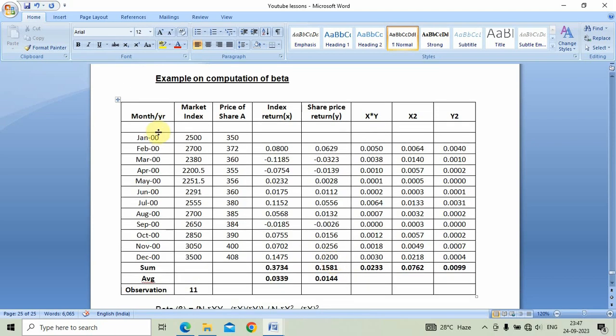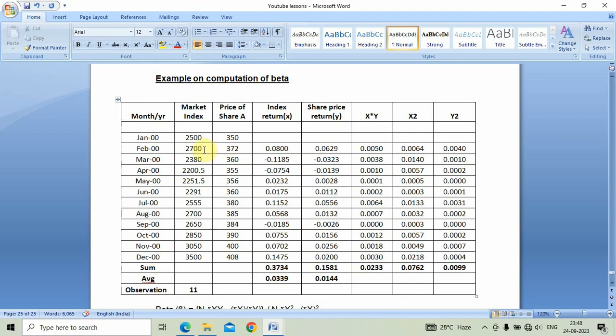This is the data. We have calculated the different market index value at closing of different months of a particular year, and this is the share price of share A at the closing of different months. We have plotted the closing values. Now we have to calculate the index return as well as share price return.